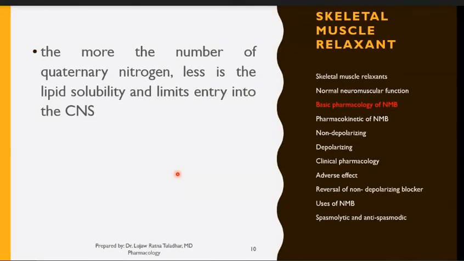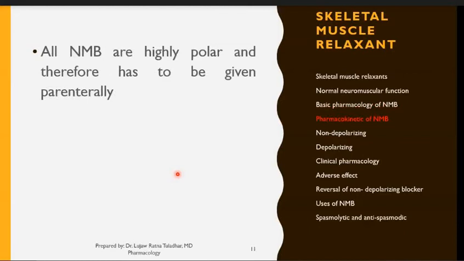So basically it is so charged that it cannot cross the blood-brain barrier, and it cannot cross the placental barrier also. And because of this, you cannot give this drug via the oral route. You have to give this drug via the parenteral route. मुखबाट खायो भने पनि they are not easily going to get absorbed.